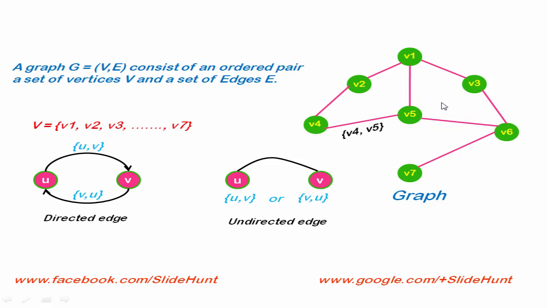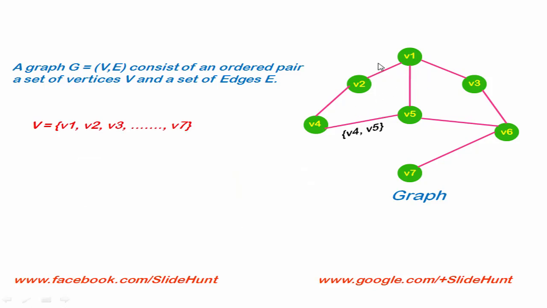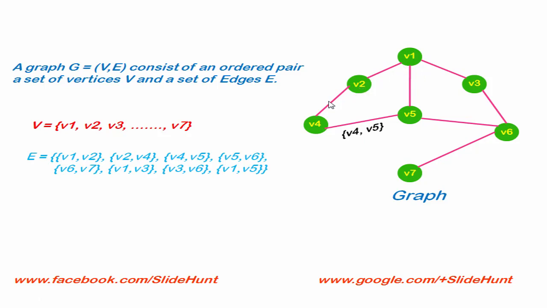Now look at the graph that I drew here. Here all the edges are undirected. Let's represent these edges. For this edge, we can write it as v1, v2. For this edge, v2, v4. For this edge, v4, v5. In the same way, we can represent all the other edges.